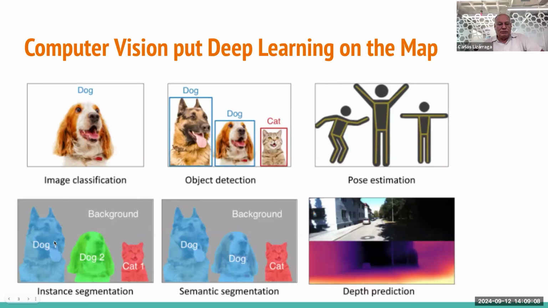In this case, there's dog 1, dog 2, and a cat. For semantic segmentation, the system can detect if there's some dogs and some cats in the picture and the background. It's also trying to predict depth, since in 2D pictures we have trouble detecting the depth of the image. We need stereographic vision in order to detect depth, so there are some algorithms that can detect depth using a 2D image.